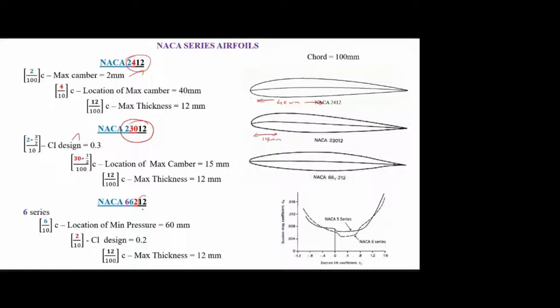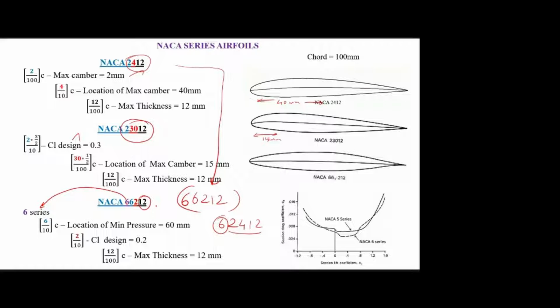And again, the last 2 digits are the maximum thickness. And the first digit simply shows the series name. It doesn't have any meaning. If you don't include this 6, it will be like 6212, then it will be similar to the 4 series airfoil. You will get confused. So to differentiate the 4 series and 6 series, they added another 6 in front of it. So we may have 62412. If the 6 is not added, then it is like the 4 series airfoil. So to differentiate, they added the 6 in front.